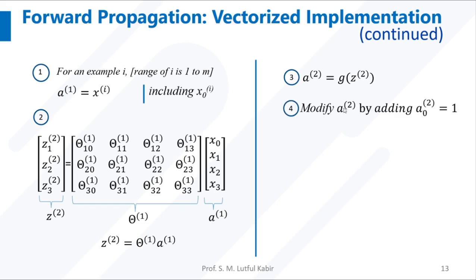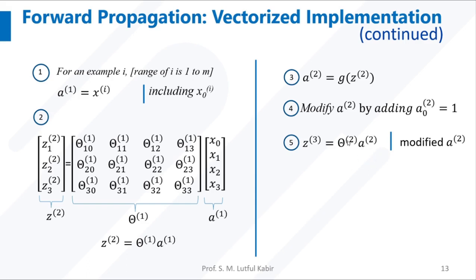Third step is to modify A2 by adding A0 equal to 1, because this contains only units from 1 up to the n number of units. So this equation will give you only the units starting from 1. So you have to add A0. Then your A2 plus A0, that means one element is added. So this is the final modified A2.